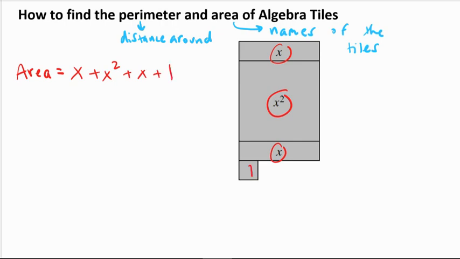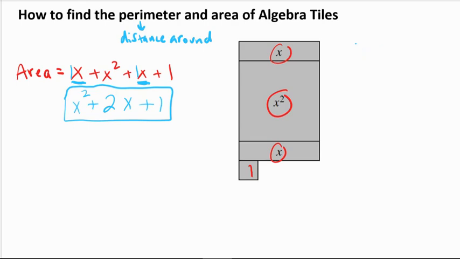And then remember, when you're finding the area or perimeter or anything with variables and numbers, you want to try to combine like terms as much as possible. So these are both x's. They're both 1x because there's an invisible 1 in front. So why don't I combine those together? So I have 2 x's. And then I'm going to put the x squared first because I like to put them in biggest to smallest. So there's 1 x squared tile, 2 x tiles, and then there's 1 unit at the end. And then that would be our area. Again, I just added up the names of the tiles.